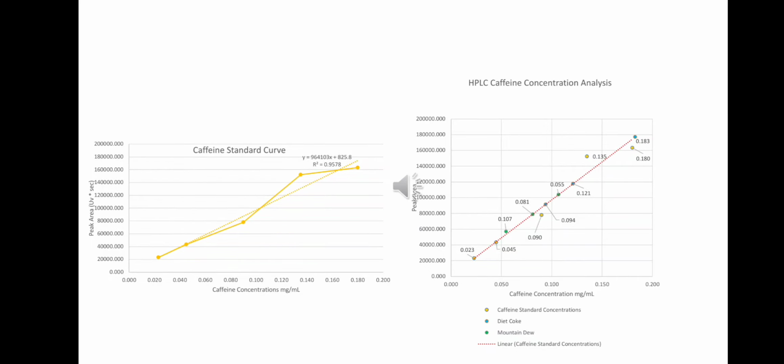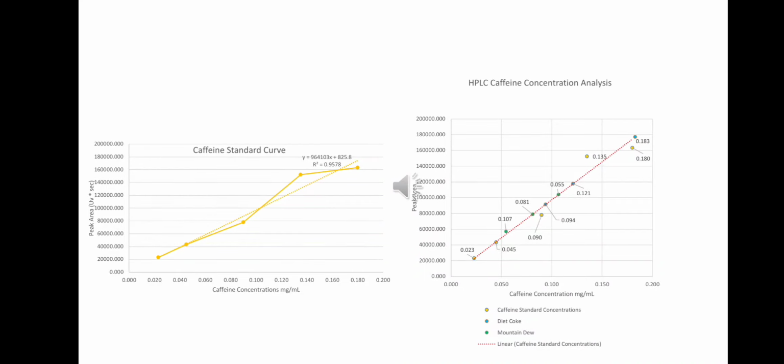We then analyzed the soda samples using HPLC and identified the retention times of the caffeine peaks in each sample. By comparing these retention times with those of the caffeine standards, we were able to identify the peak area of caffeine in each soda sample. With the peak area information, we were able to estimate the concentration of caffeine in each soda sample by comparing it to the standard curve.